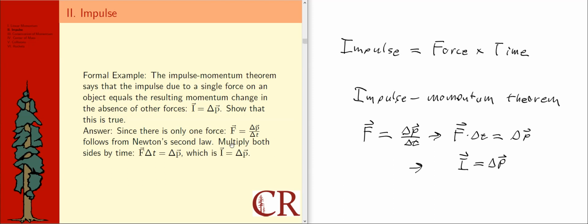So in that sense, as a theorem, it's really not that big a deal, because all we had to do, as it says here, is multiply both sides by time, and all of a sudden you have a different way of looking at things.